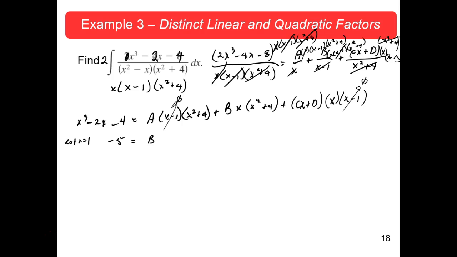X equals 1, that would be 5b. Negative 5 equals 5b. You see that? Okay, and that implies what? B is equal to? It's pretty easy. Negative 1, right? Negative 1, right? All right. Any other simple ones you want me to try?